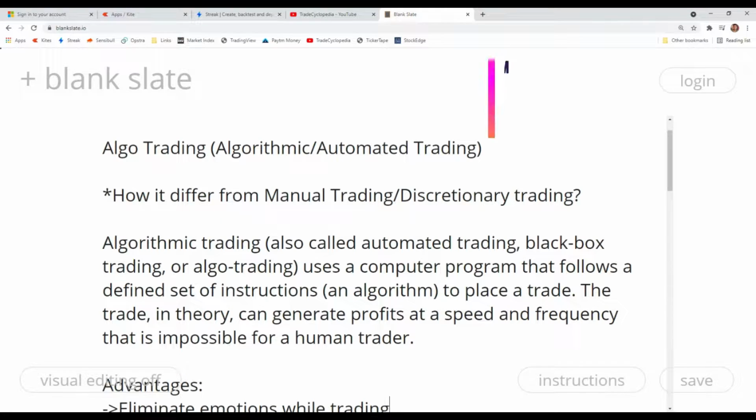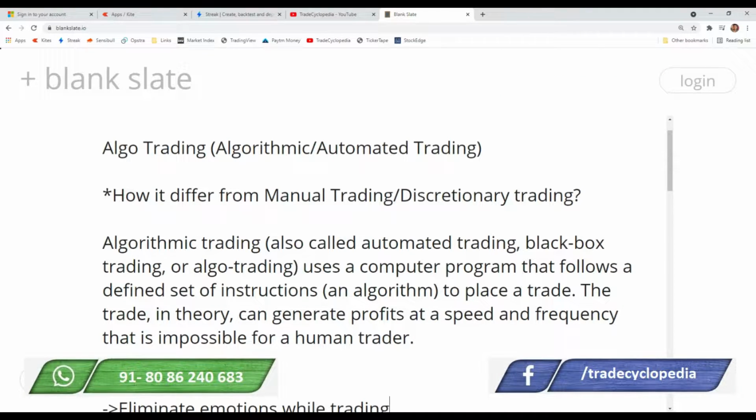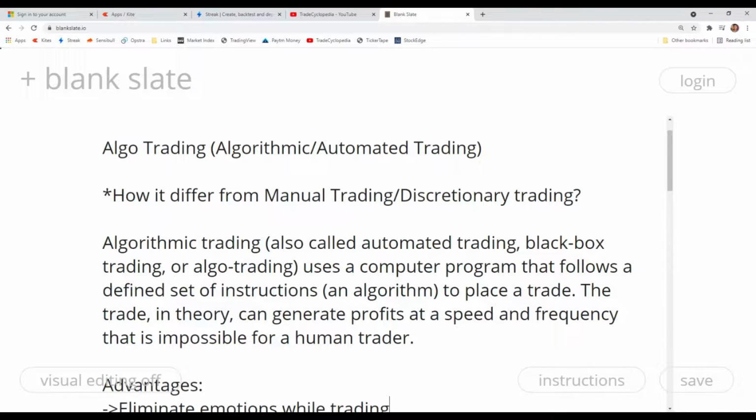I'm doing this video to explain all about algo trading, or algorithmic trading, or simply called automated trading, and how it differs from manual trading, the default trading which we are doing, called discretionary trading.